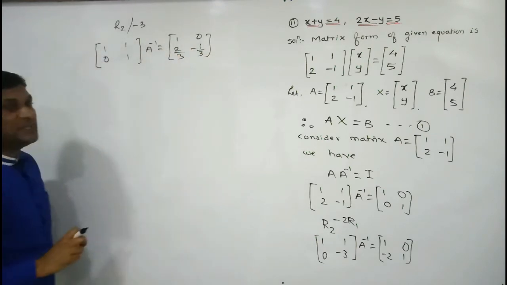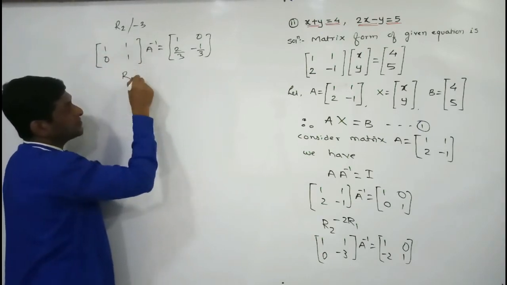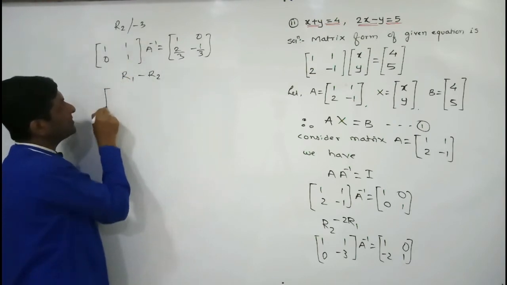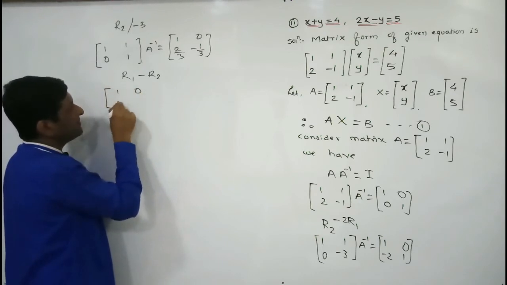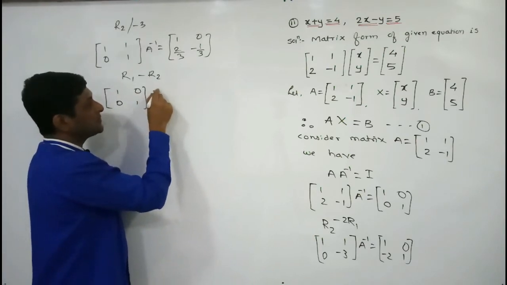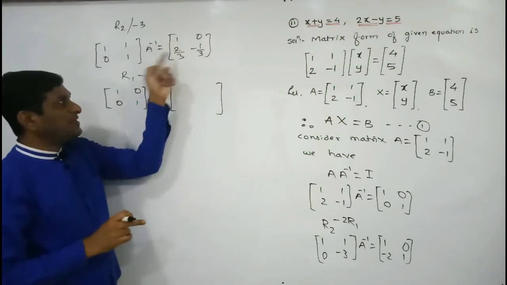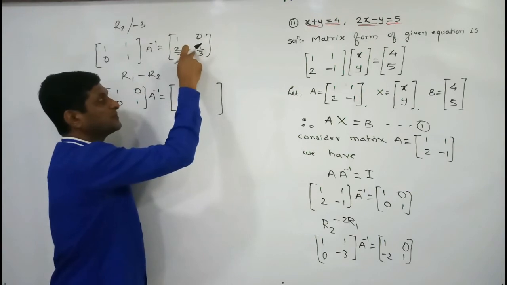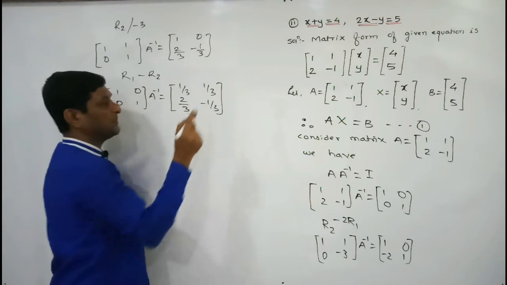Lastly, we have to convert this element into 0. So our operation is on R1, and if we take the subtraction R1 minus R2, it will become 0. After performing this operation on the elements of R1, this matrix will become the identity matrix. A inverse, keep it as it is. Perform the same operation on this side also, very carefully. 1 minus 2 by 3 is 1 by 3, and 0 minus means plus 1 by 3 is 1 by 3. So 2 by 3, minus 1 by 3, keep it as it is.